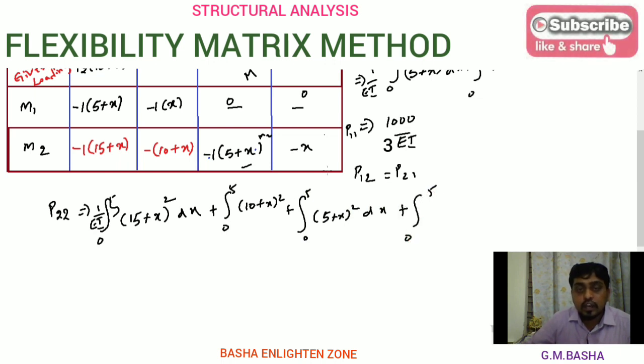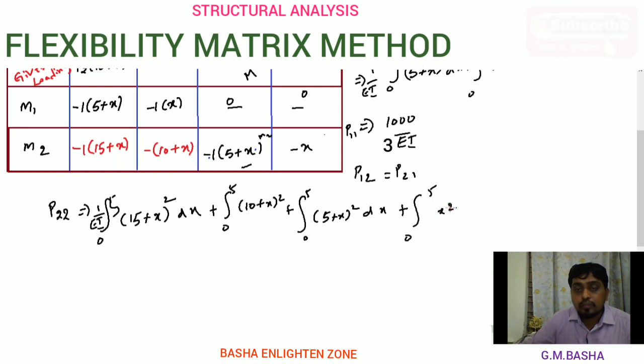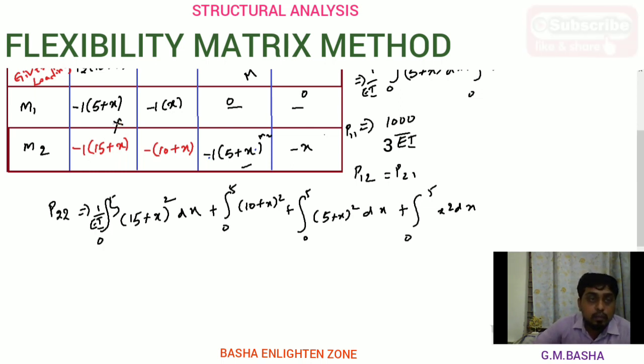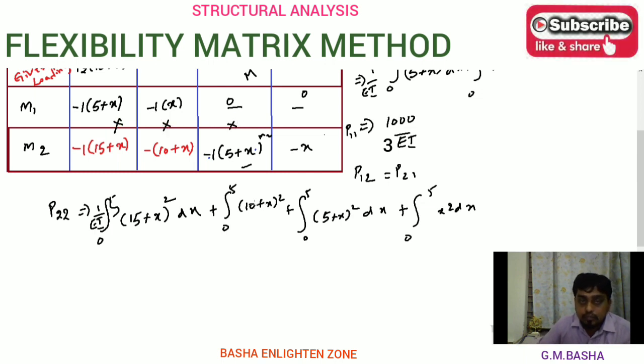I am just giving a hint here. For this portion it will be x square dx by EI, so I am taking EI common outside. M1 means you take this one, 5 plus x whole square in the AB portion, x square in the BE portion, DE portion, like that. M1 M2 means you please multiply these two in the AB portion, these two in the DB portion, and in the remaining portions, that is BE and EC, these two you can multiply. Like that it will be very easy and simple to solve by using your scientific calculators.